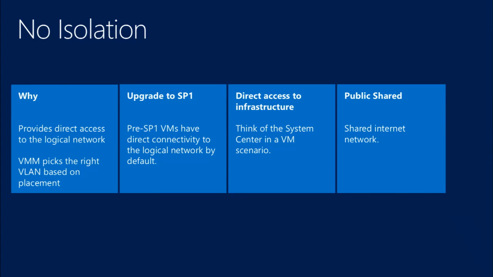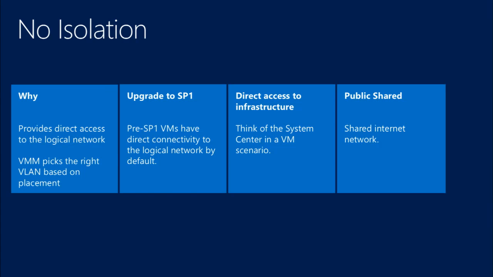The last thing I want to talk about is no isolation. This is essentially one other mode that we have that a VM network can be created in. It says that any VM that connects to this no isolation VM network can connect directly to the logical network that's underneath it. The purpose is that you aren't tied to a specific VLAN or subnet at the time you create the VM. VMM will pick the right subnet and VLAN when you deploy it.